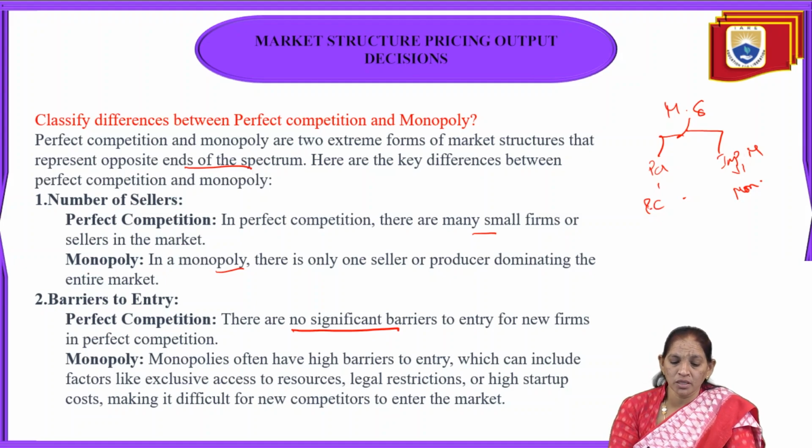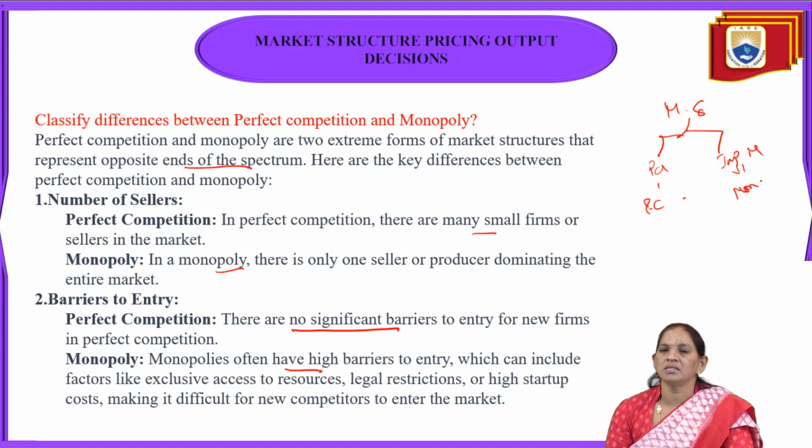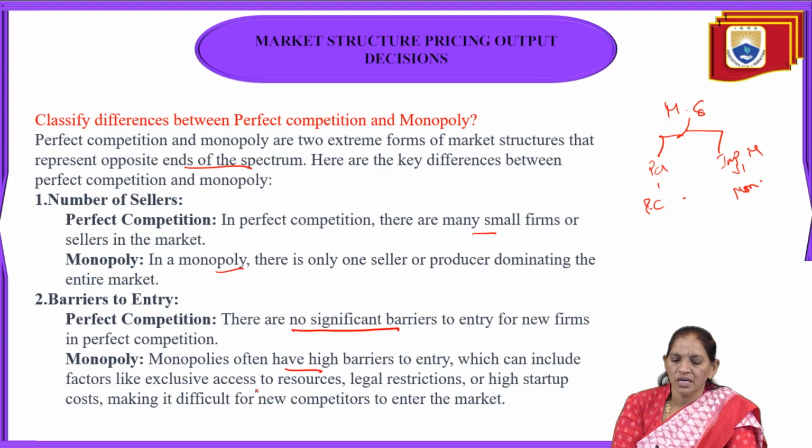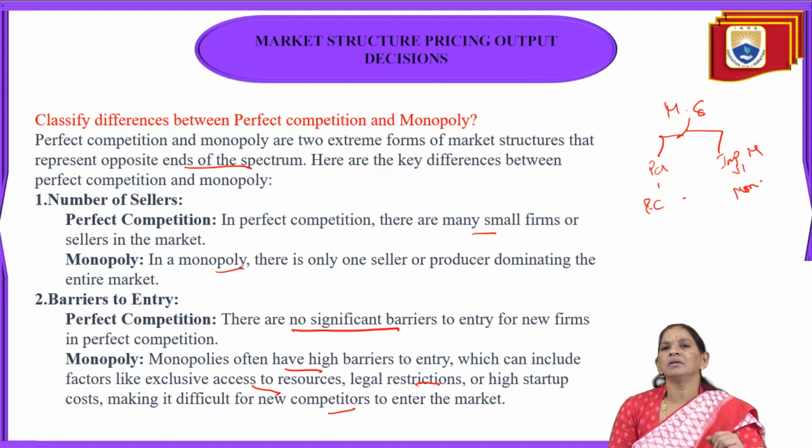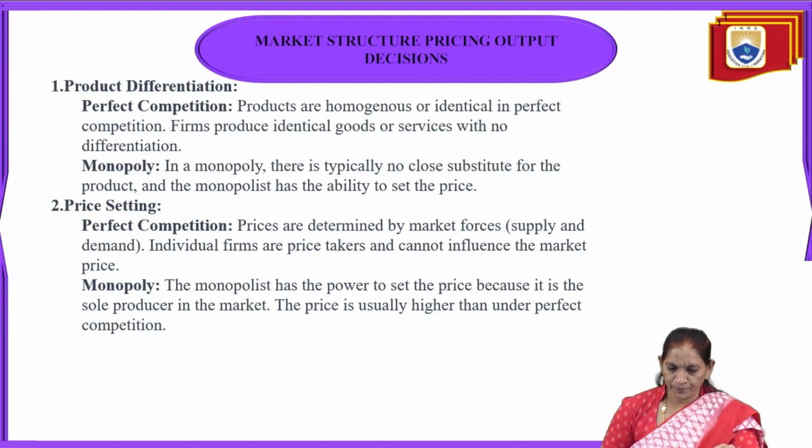But in a monopoly, there are very high barriers to entry. Why? Because the barriers may include factors like access to resources, government or legal restrictions, startup costs, or new competitors entering the market. Means there are very high or strict barriers in monopoly.